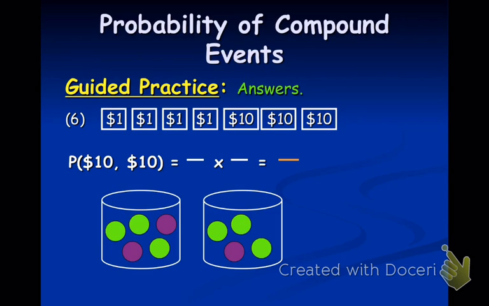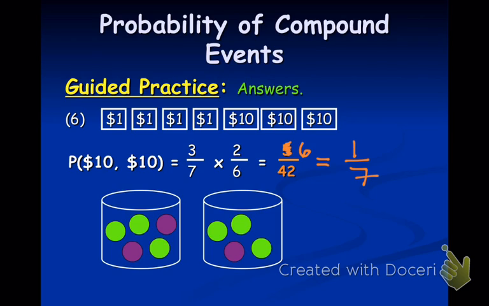So again, there are 3 $10 bills out of 7 for the first trial. On the second trial, there is 1 less bill, so there is 1 less 10. So there are 2 out of 6 left. So we multiply this, and that is a typo right there. Let me fix it. This should be a 6 out of 42. And then we reduce this down. We can divide these by 6. So we're going to get 1 out of 7. So it's a 1 in 7 chance that he's going to grab 2 $10 bills.